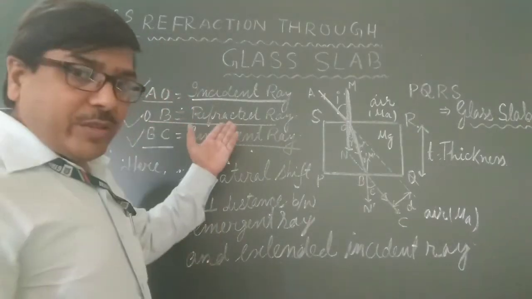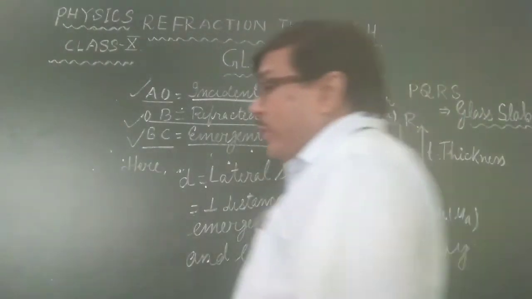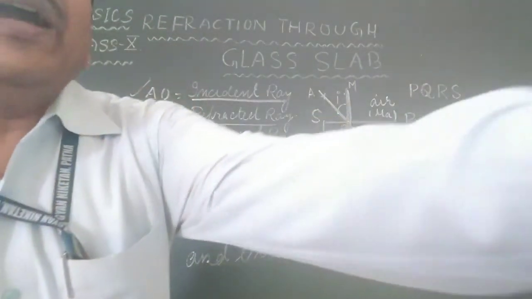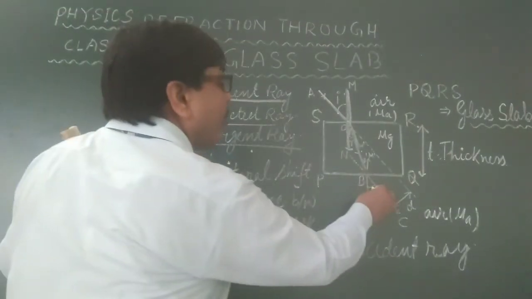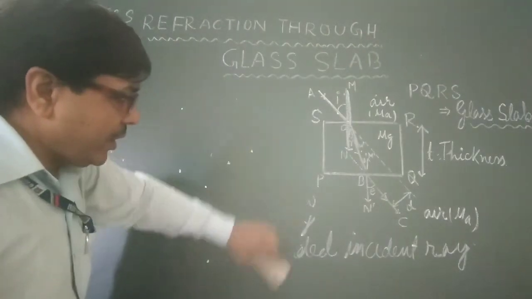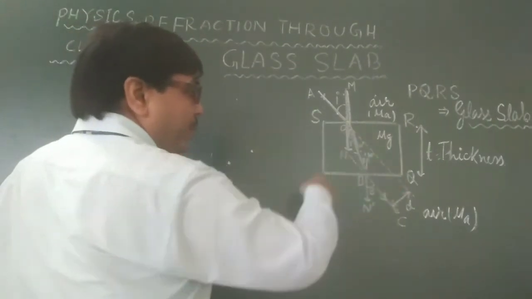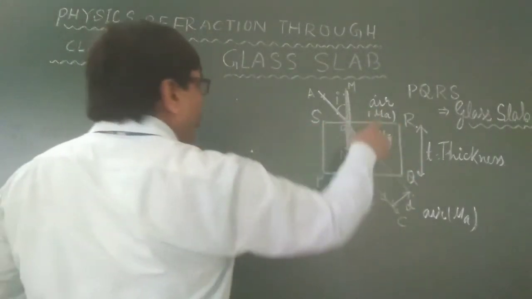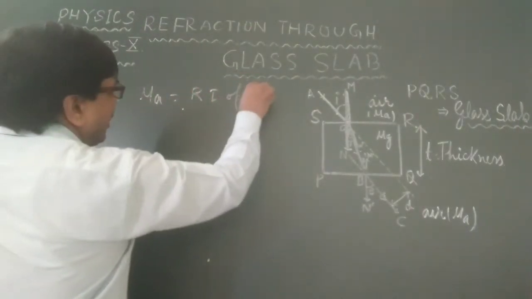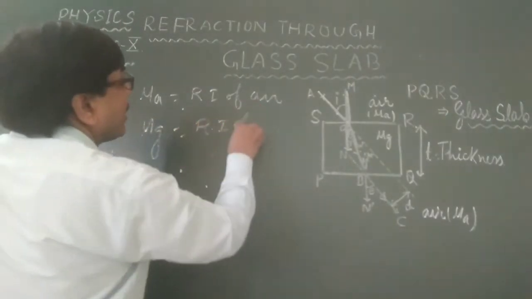AO, the incident ray. Once again, OB is the refracted ray. Now angle i is the angle of incidence. So angle i is equal to the angle of emergence. How can it be? We will see that after this. The glass slab I have named PQRS. Mu a is the refractive index of air. You can write here mu g is equal to the refractive index of glass.